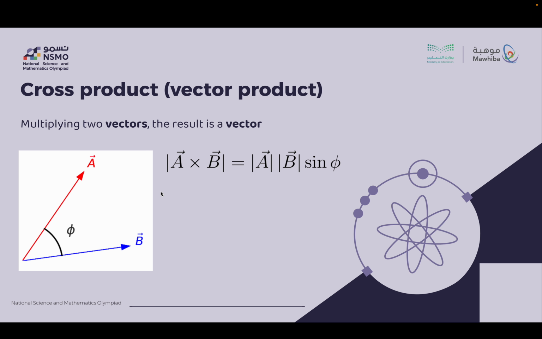The other form of vector multiplication is when the result is a vector. This is called the vector product or the cross product because it is denoted by the cross symbol. The expression to calculate it is very similar to that of the dot product, but here we take the sine of the angle instead of the cosine. However, this expression only specifies the length of the resulting vector, so you can see the absolute value signs. The question is, what will be its direction?